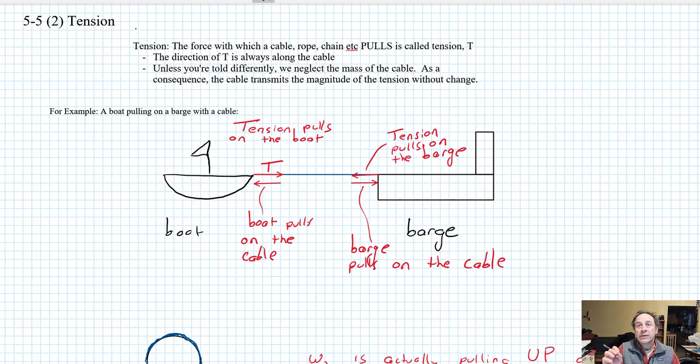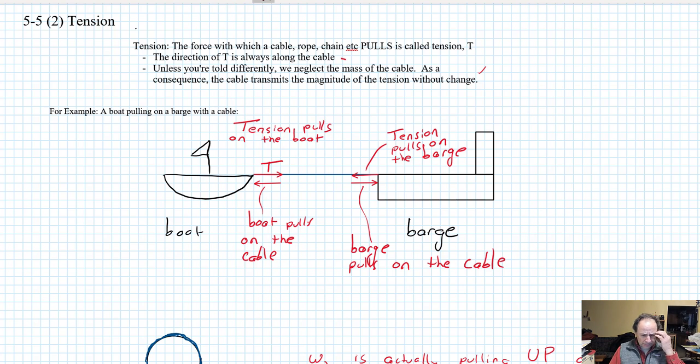Right? So if you're given anything like a rope, cable, chain, string, anything like that that's flexible, and it's taut and there's a force on it, you know that it has to be in tension. So you automatically know the direction of the force. Okay, so a couple quick notes here. The direction of the tension is always along the cable. And unless you're told differently, we neglect the mass of the cable. So as a consequence, the cable transmits the magnitude of the tension without any change.